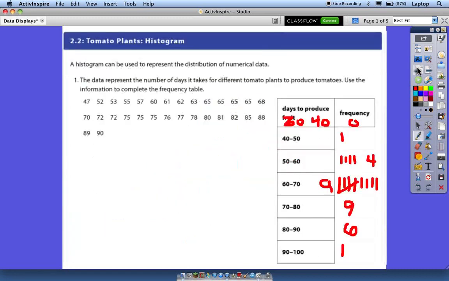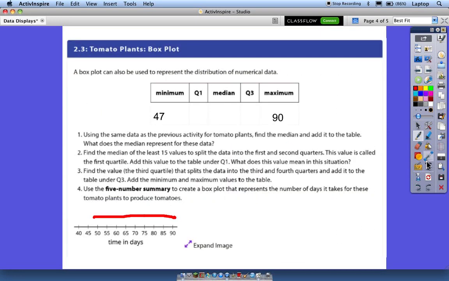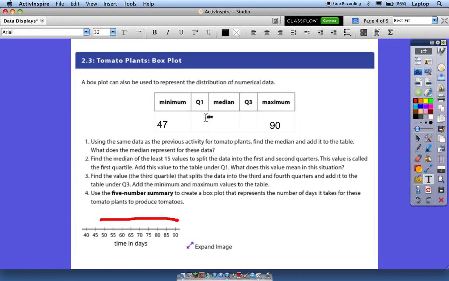Now since there are 30 items, 1, 2, 3, 4, 5, 6, 7, 8, 9, 10, 11, 12, 13, 14, 15. This is the median. Halfway between 70 and 72. So 70, 72, and 71. 71 is halfway between there. If I add 70 to 72, I would get 142 divided by 2 is 71. So the number for the median is 71.